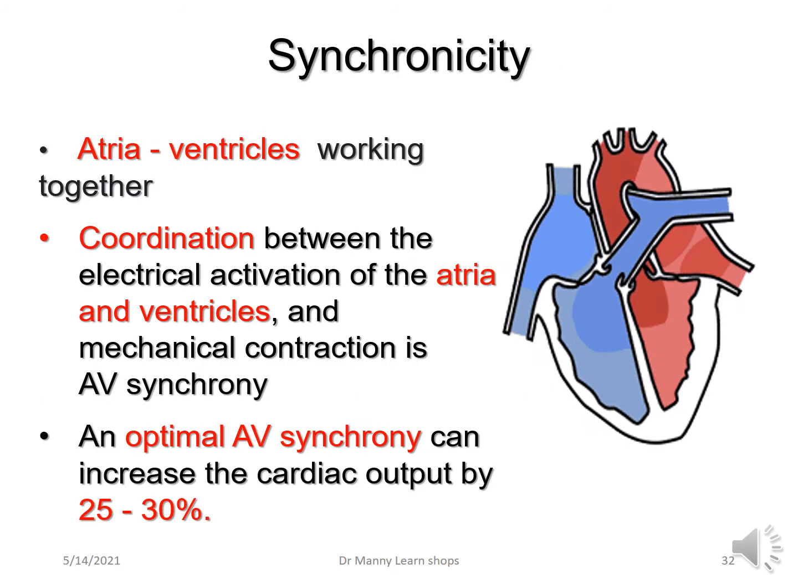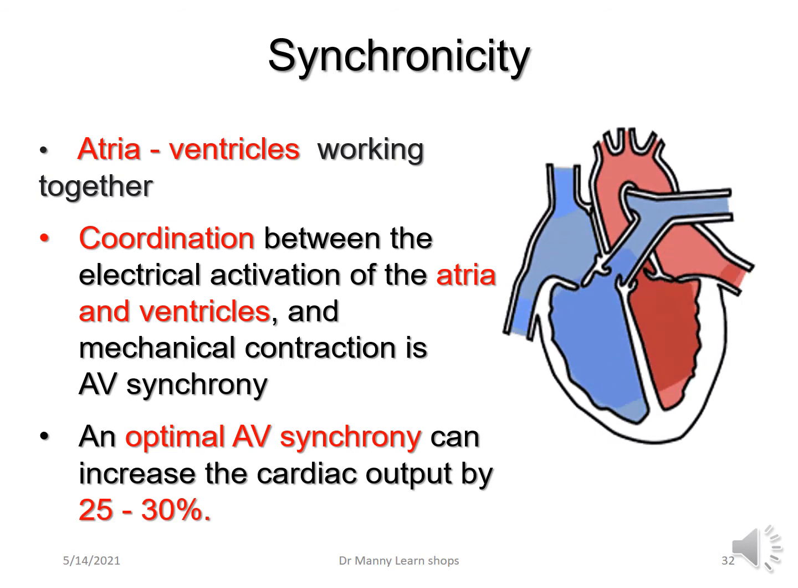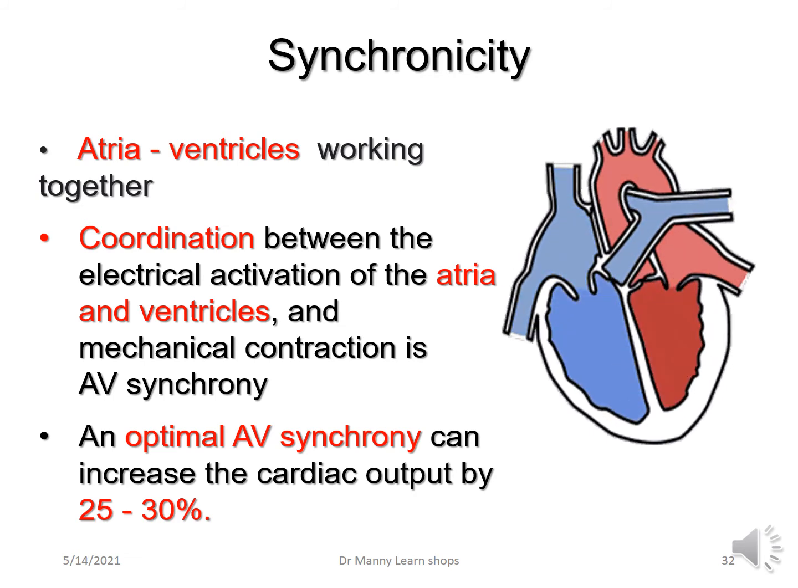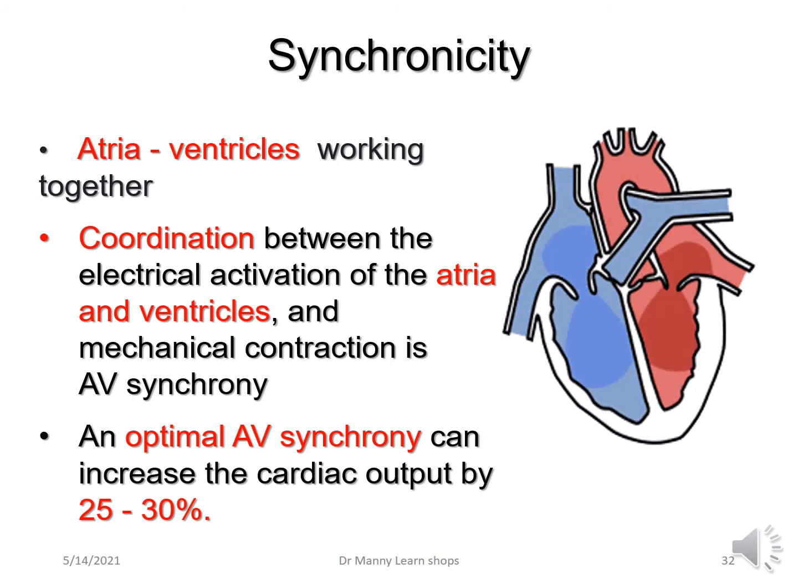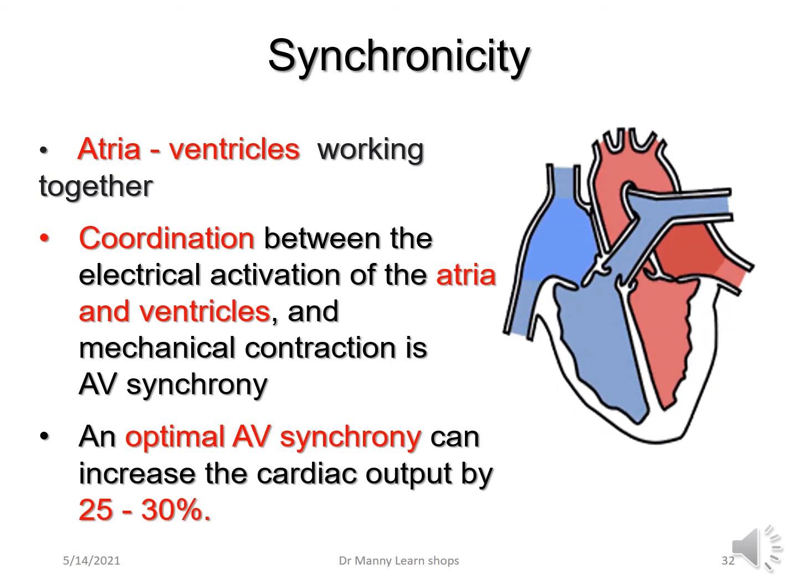Then you've got synchrony, which I spoke about before. And synchrony is the atria and the ventricles working together. I mean, if they don't work together, like in atrioventricular dyssynchrony, junctional rhythms, ventricular rhythms, even atrial fibrillation, atrial flutter, the atria and the ventricles are not working together. When you have a premature ventricular contraction, complex, ectopic, atria and ventricles are not working together. The ventricles are working first. So atrioventricular synchrony is coordination between the electrical activation of the atria and the ventricles and mechanical contraction. This is AV synchrony.